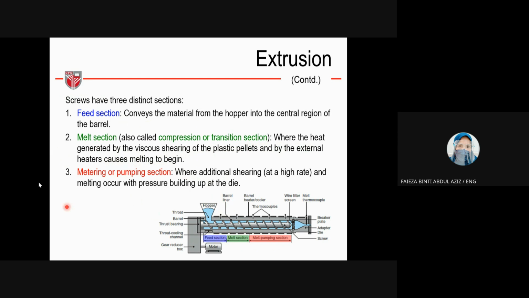Then we pass on to the metering or pumping section, where additional shearing at a high rate and melting occur, with pressure building up at the die. Here we have a wire filter screen to filter the unmelted material. This is the die, and then we force the material through it to get the extruded part.